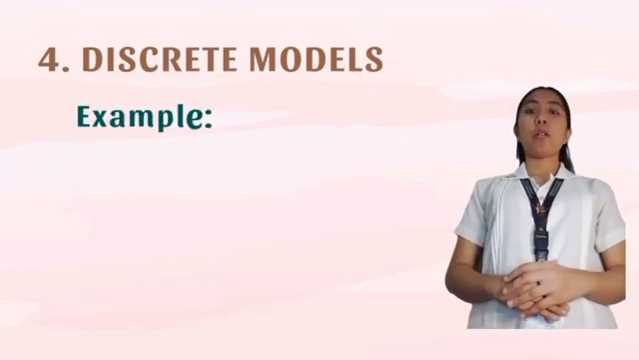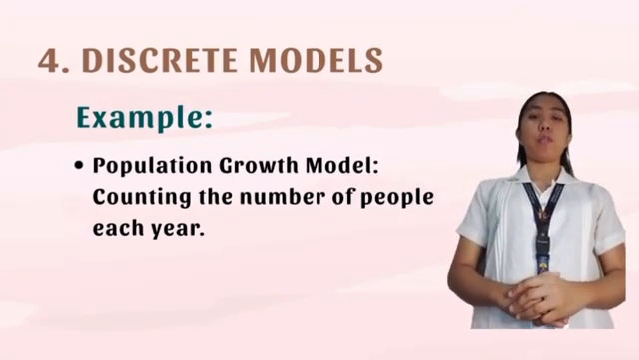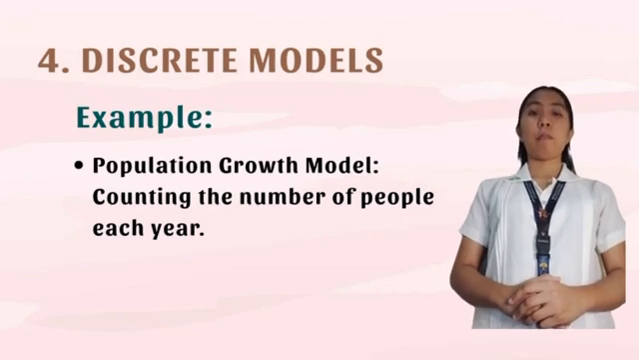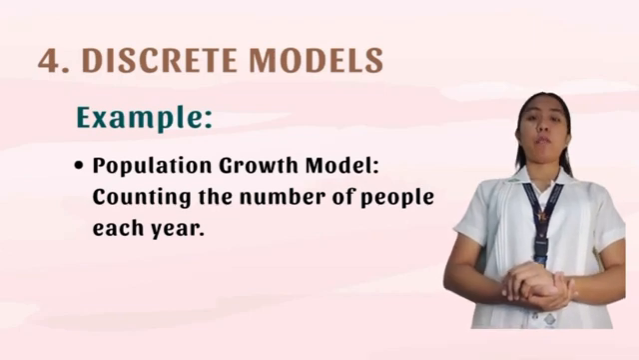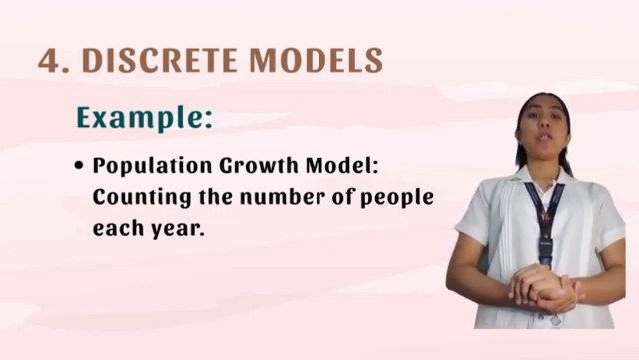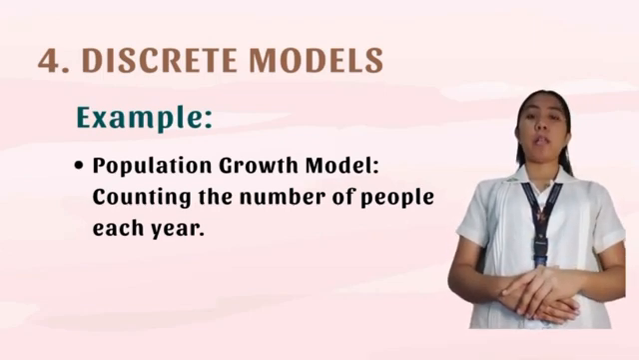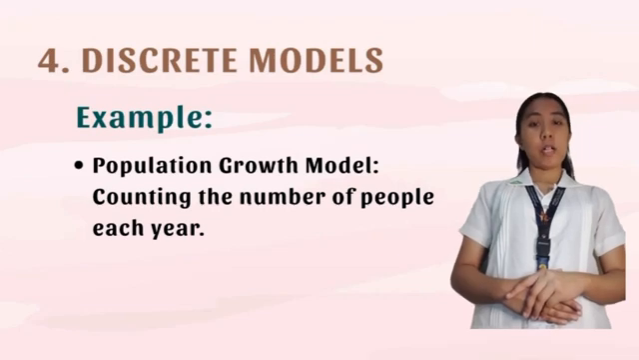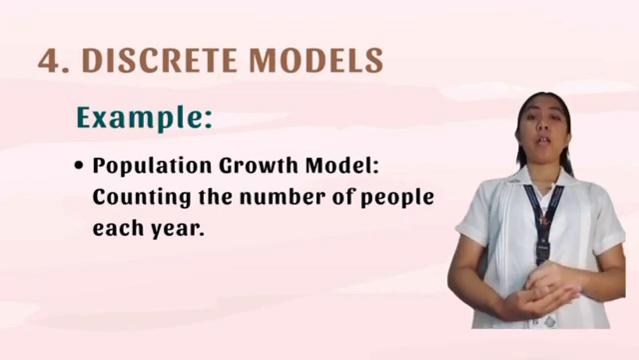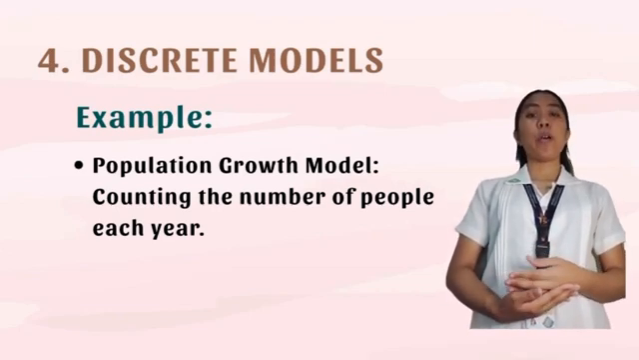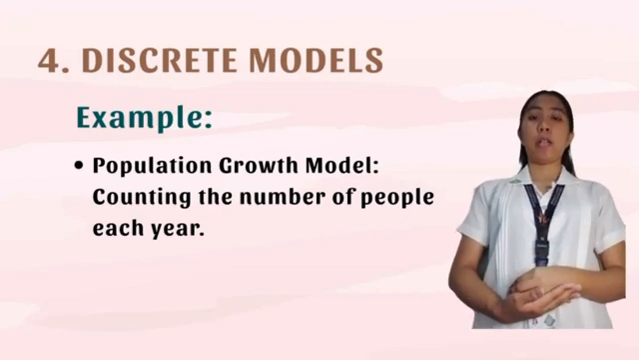Another example of a discrete model is the population growth model, counting the number of people each year. The population growth model is a type of discrete model that measures how the number of people in a population changes from one year to the next. Since population is counted at specific intervals, the data change in separate steps, not continuously. In this model, you can count the population at the end of each year and compare it with the previous year. This helps you see whether the population is increasing, decreasing, or remaining the same over time.